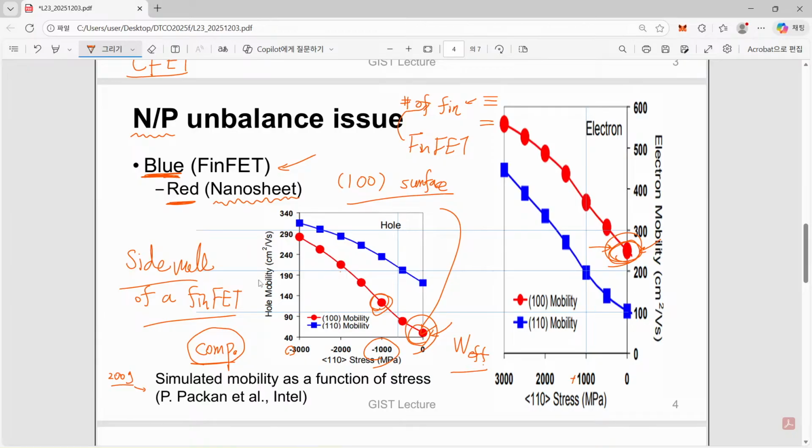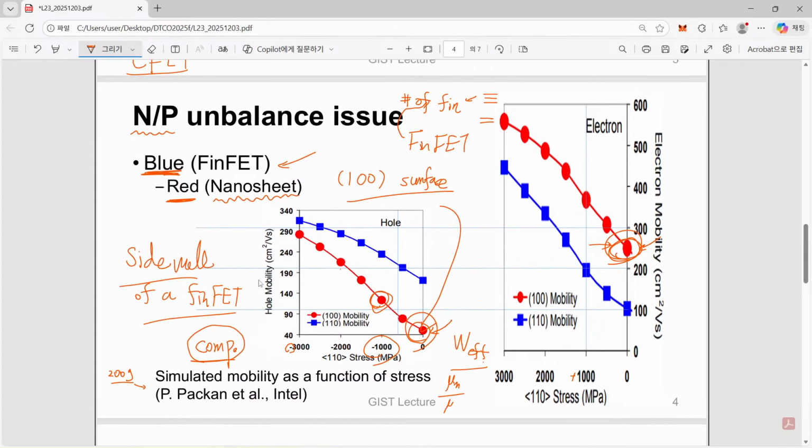However, the imbalance of electron mobility and hole mobility becomes quite big. So that will introduce a critical problem to our future technology. That is the main problem we are facing right now.